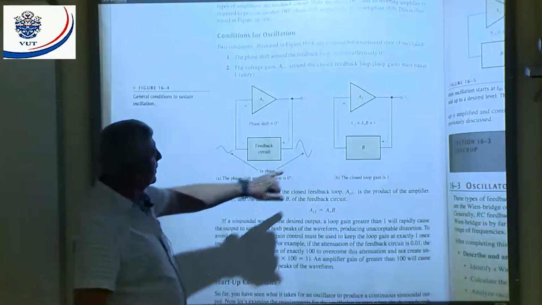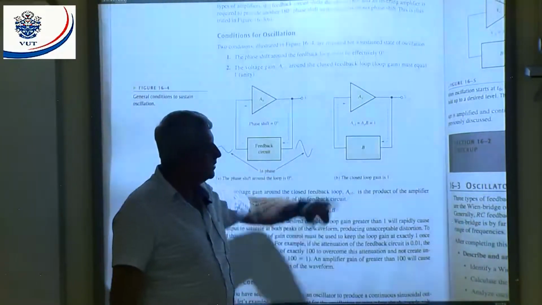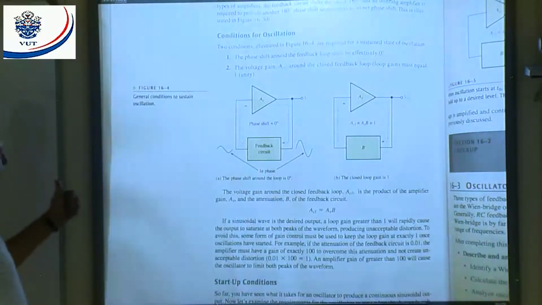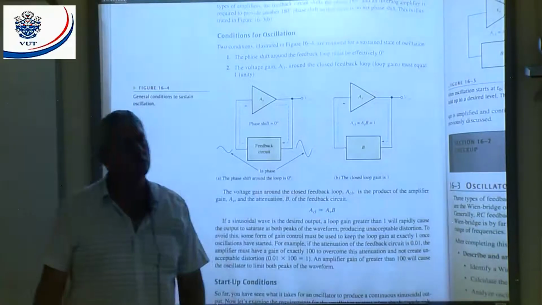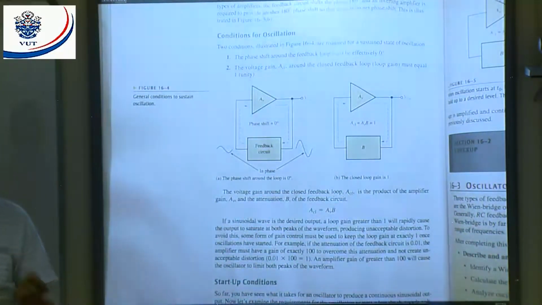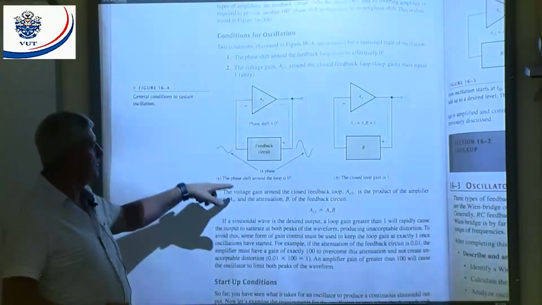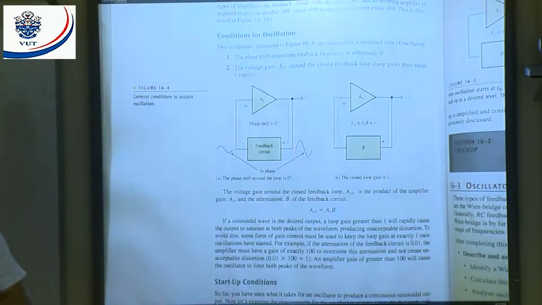And then the closed loop gain, which is the gain of the amplifier times my attenuation, B, should be equal to 1. I repeat: the gain of the amplifier times my attenuation should be equal to 1. Not the gain should be equal to 1, the closed loop gain should be equal to 1. That's the two conditions: the phase shift around the loop should be 0, and the closed loop gain should be equal to 1. Those are the two conditions for oscillation.